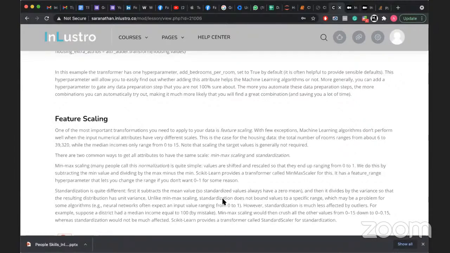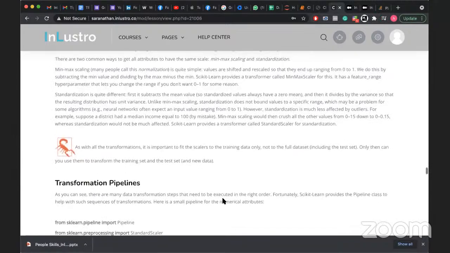So standardization, if you look at it, the standard scaler is provided as a transformer by scikit-learn. As with all transformations, it's important to fit the scalers to the training data only, not to the full data set, right, including the test set. Only then can you use them to transform the training set and the test set. Okay.